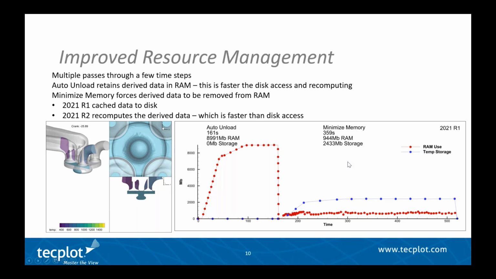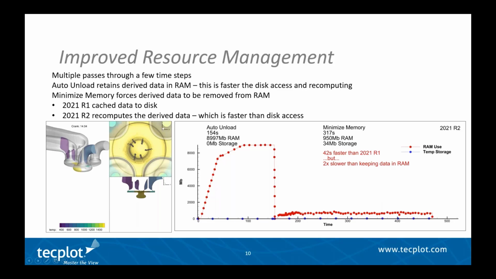Now in 2021 R2, you can see that we move forward. We've had other slight performance improvements in this release, so you do also see a slight performance improvement in auto unload, but the real one is with minimized memory use. It's 42 seconds faster than 2021 R1, but comparing these two plots, there is a definite advantage for interactive sessions to maintain storage of your data in RAM. So minimized memory use isn't always the right solution.